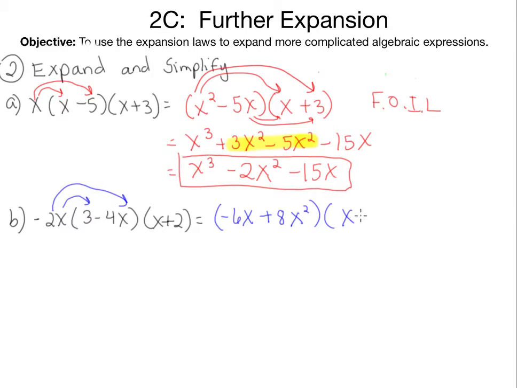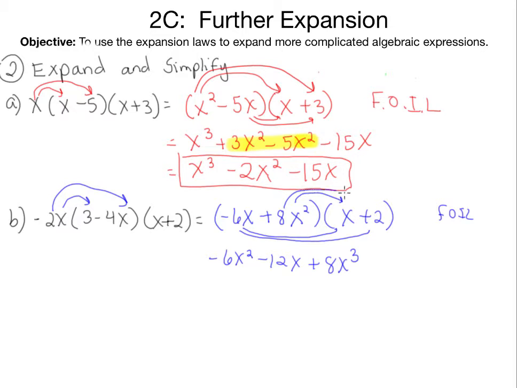Now I have a binomial negative 6x plus 8x squared times the binomial x plus 2. So I'm going to use the FOIL method to simplify this. So we're going to start by multiplying our first terms together, and that'll be a negative 6x squared. And then our outer terms together, which is going to give us a negative 12x. And then our inner terms together, which is a plus 8x cubed.